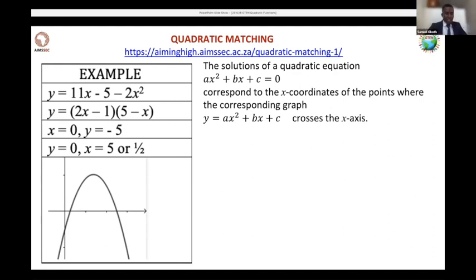So you're going to do an activity in a few minutes where you'll be matching cards, and this is an example to show you what you'll be doing. Here you see a quadratic equation, ax squared plus bx plus c, and its corresponding graph. And if you look at the example, a is -2 because you've got -2x squared, b is 11, and c is -5. Now the corresponding graph cuts the axis at 2 points.